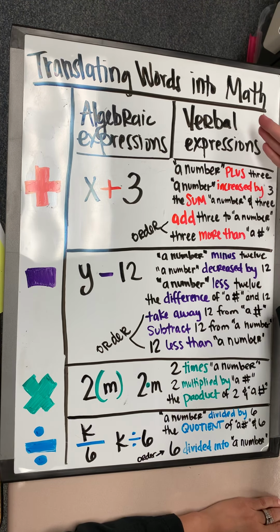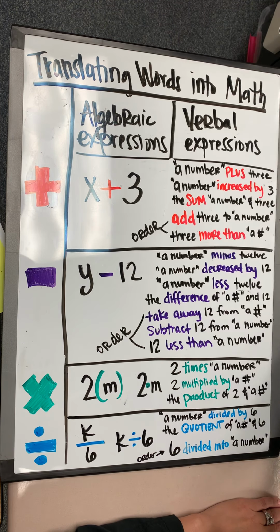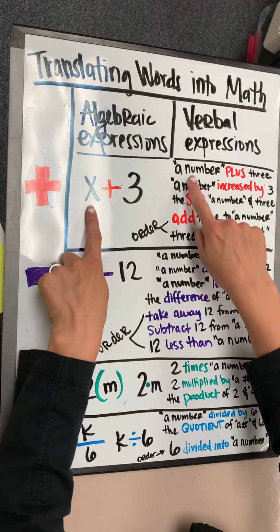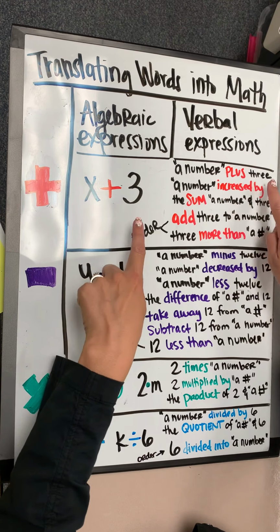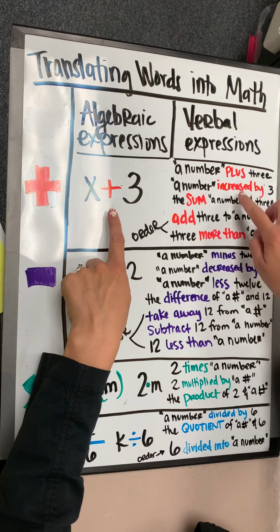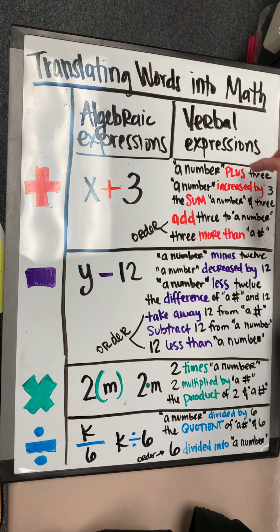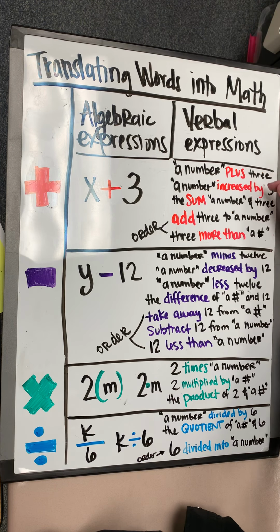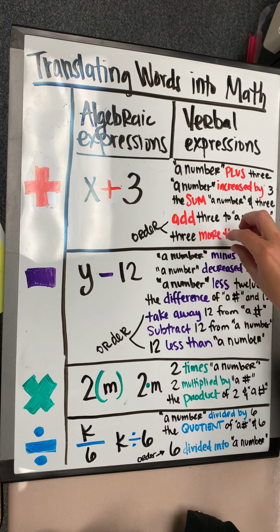Now our verbal expressions, those are what we would read in a story problem, or actually how we would say it. We would say a number, so a number plus 3, or a number increased by 3. All of these have to do with adding. So if it's plus, increased by, the sum, add, more than.